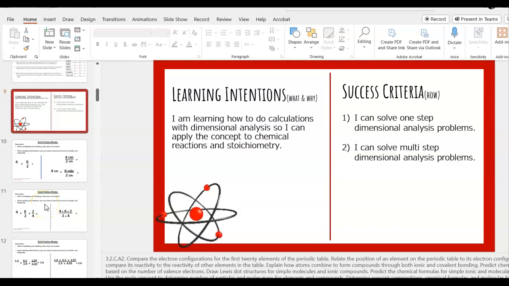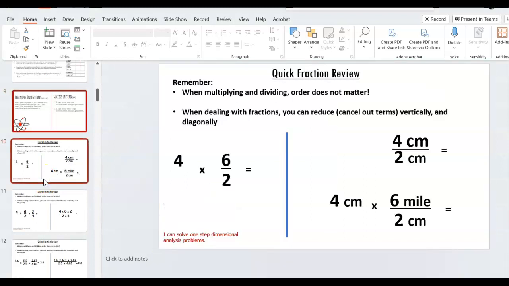But again, we're working on what's called dimensional analysis, and we want to be able to solve one-step and two-step dimensional analysis problems. And in order to work with dimensional analysis, basically it's all about multiplying and dividing fractions. And so these were the quick fraction review slides we had the other day.